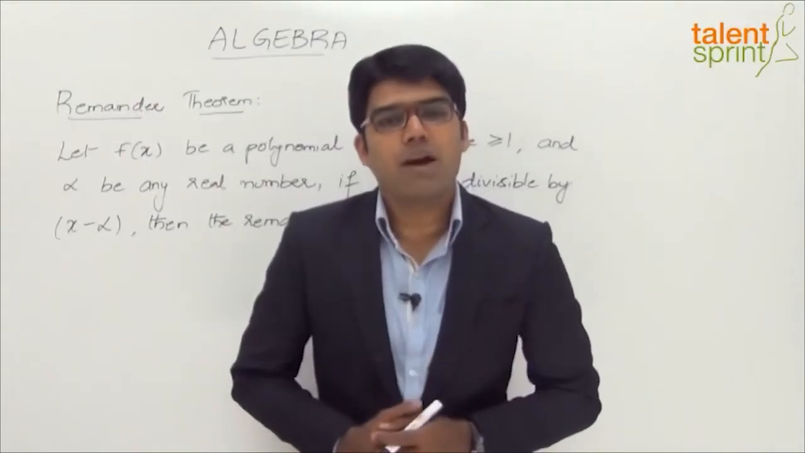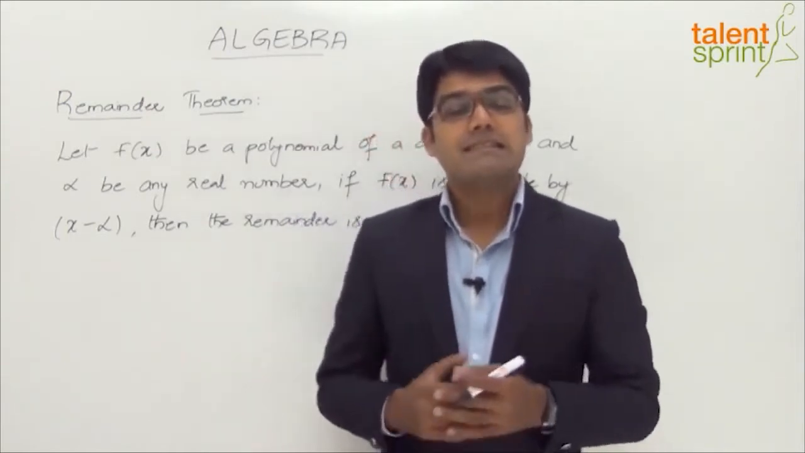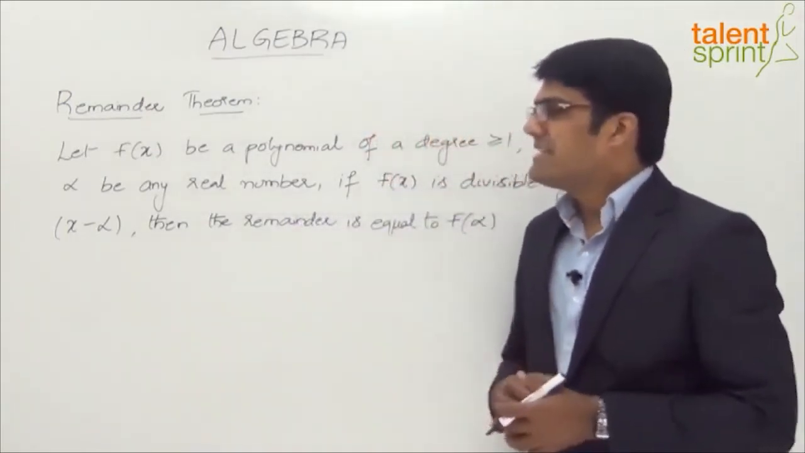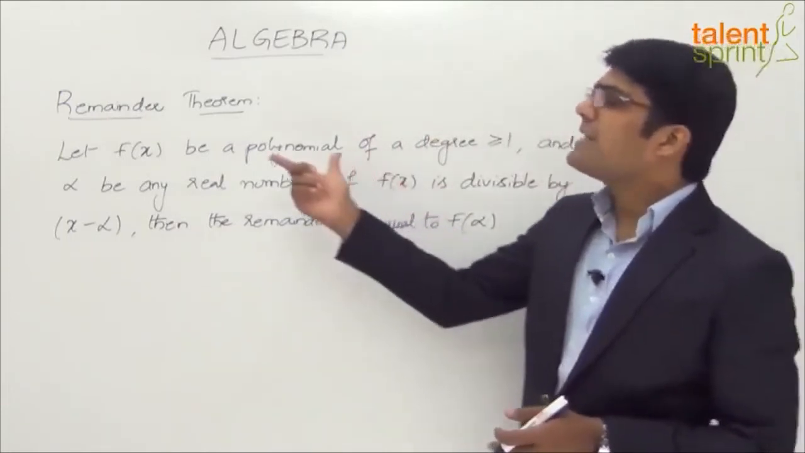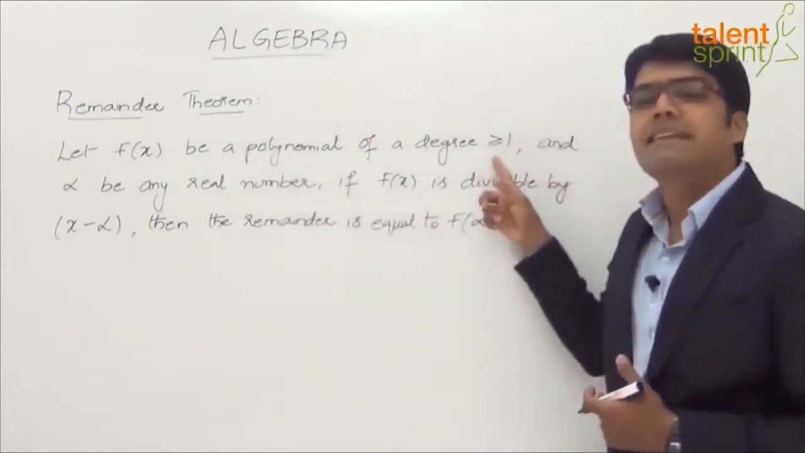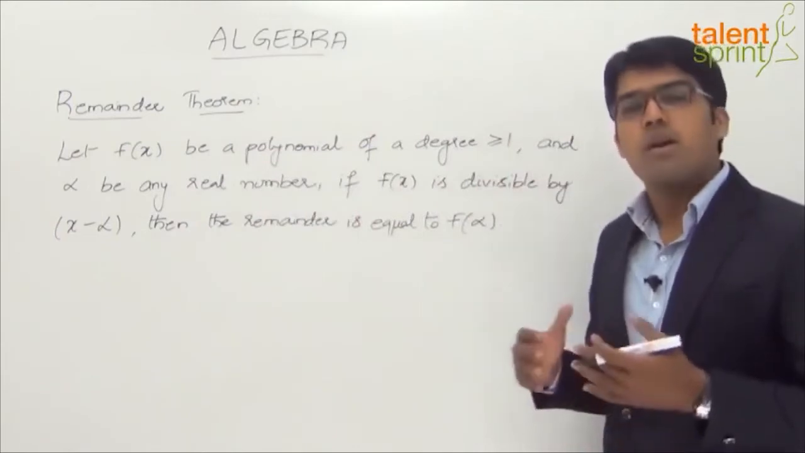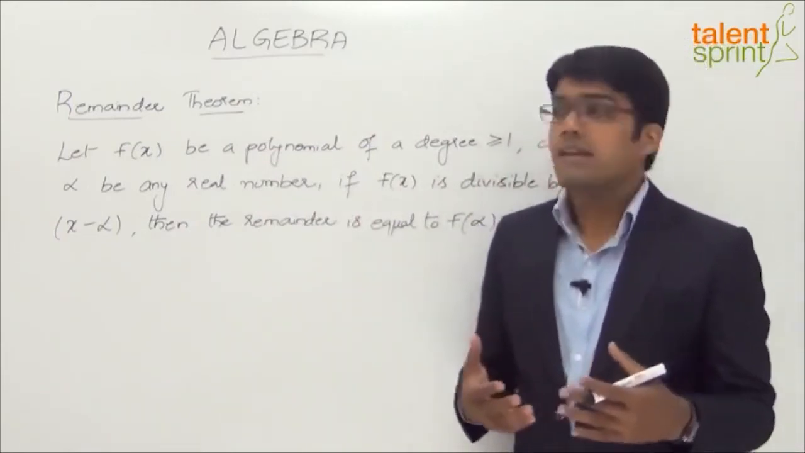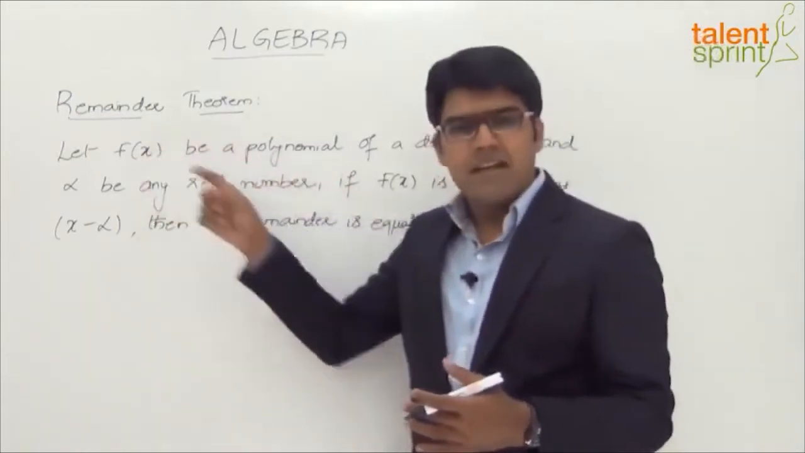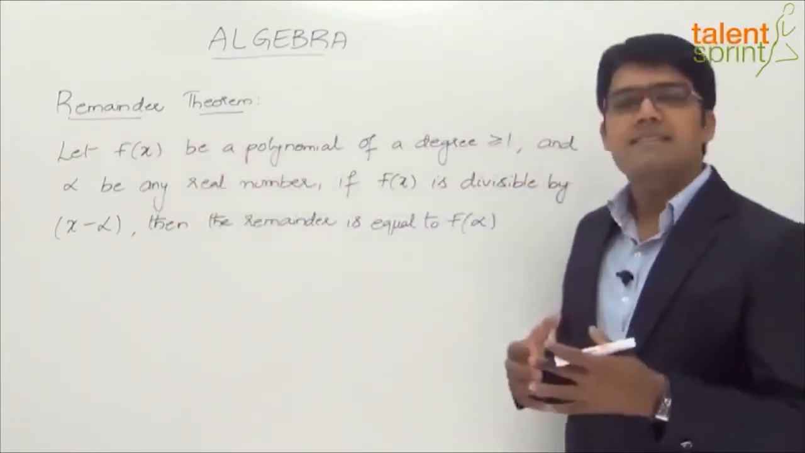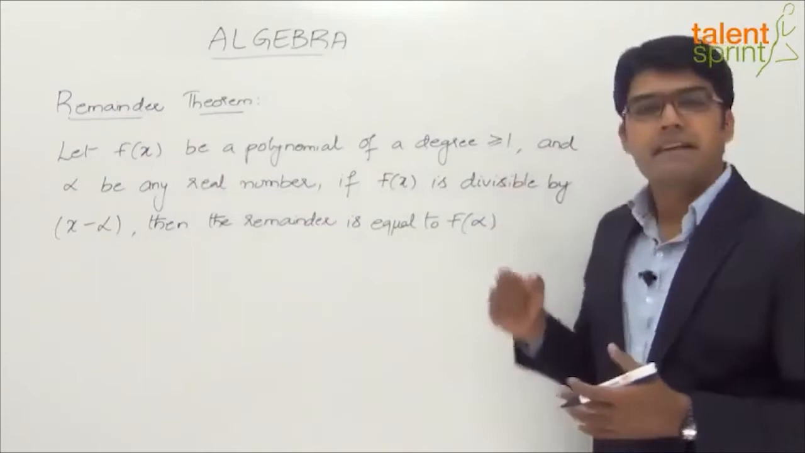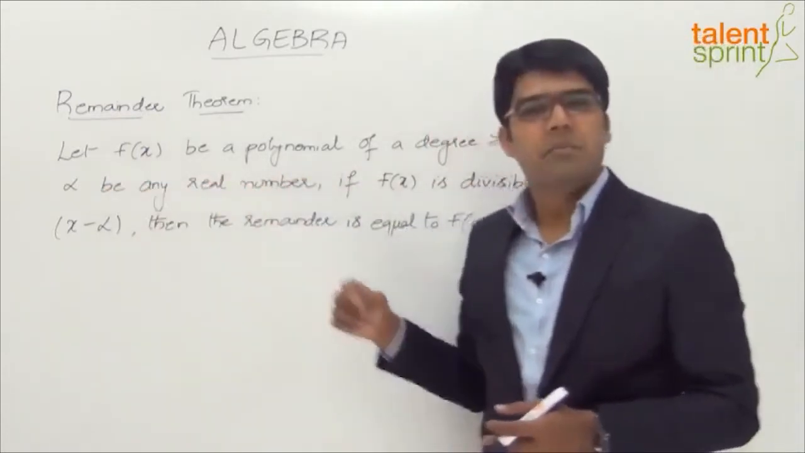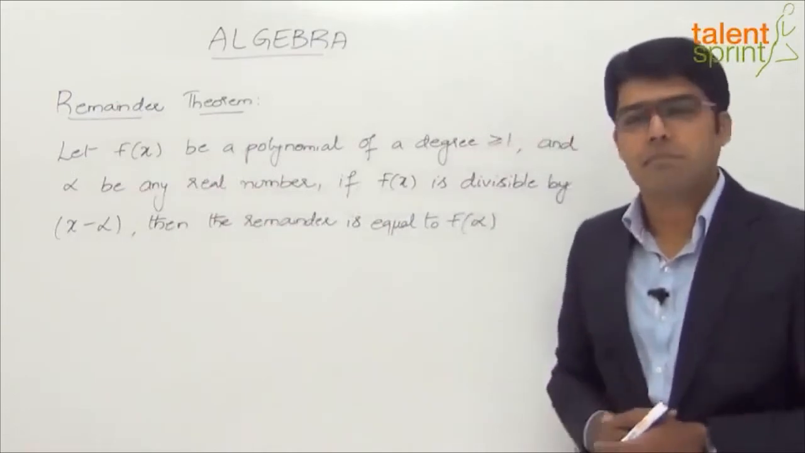Now that we have learned how to divide two polynomials, let us learn the remainder theorem. Now the remainder theorem states that if f of x is a polynomial of degree greater than or equal to 1. Now we know what a polynomial is. It is a collection of terms in some variable, right? So here the variable is x. So in the variable x, if f of x is a polynomial of degree greater than or equal to 1 and alpha is any real number, right? Alpha is some real number.